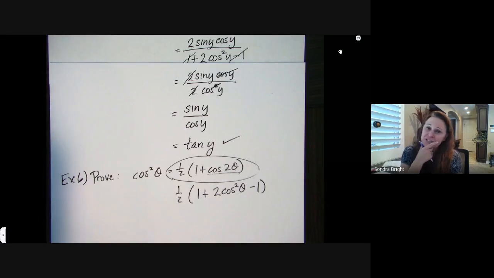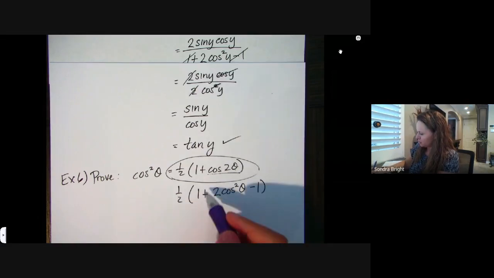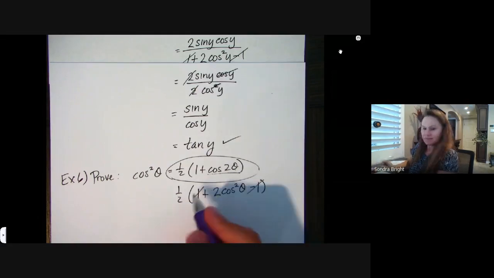All right, so, well, let's see. I just want you to look at it. Just look at it, and please tell me that you see a light. Do you see a little light? I hope so. Let's simplify inside the parentheses first, right? 1 minus 1. You got a 1/2 times 2 cosine squared.